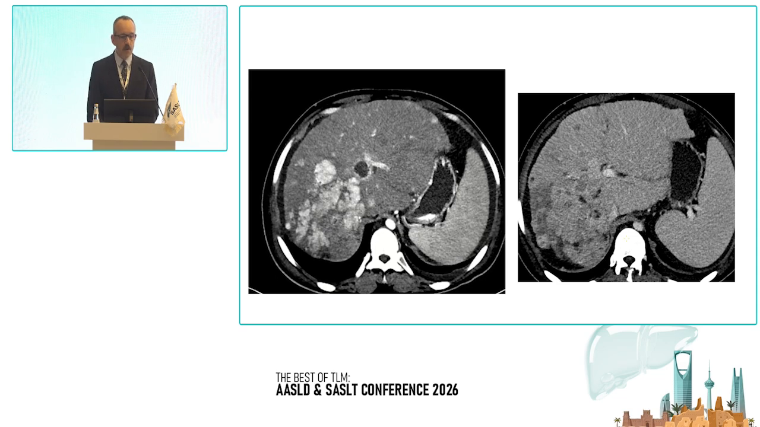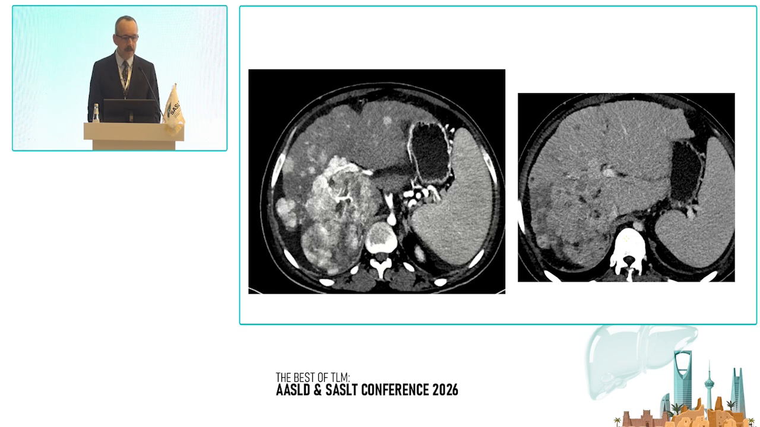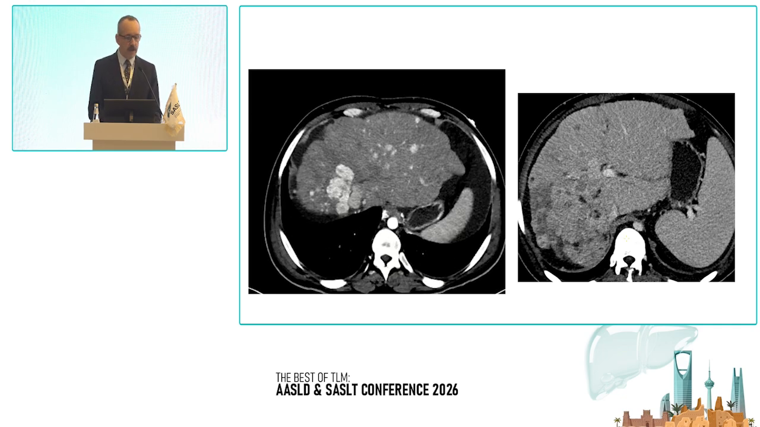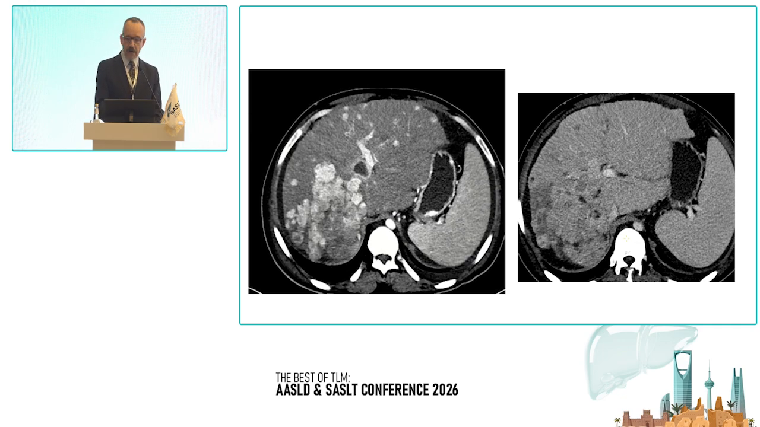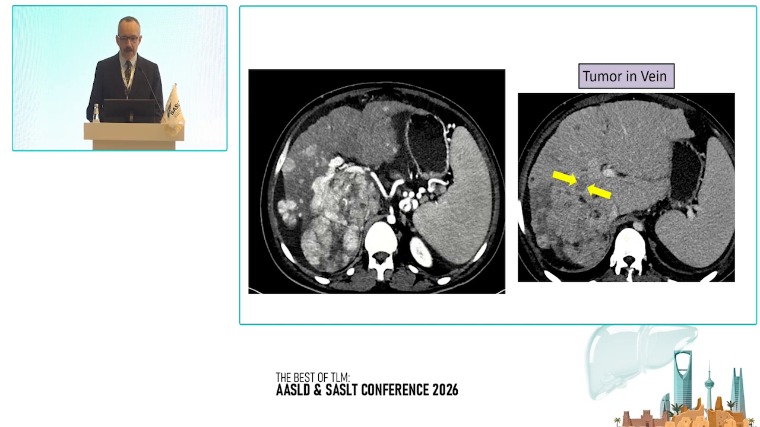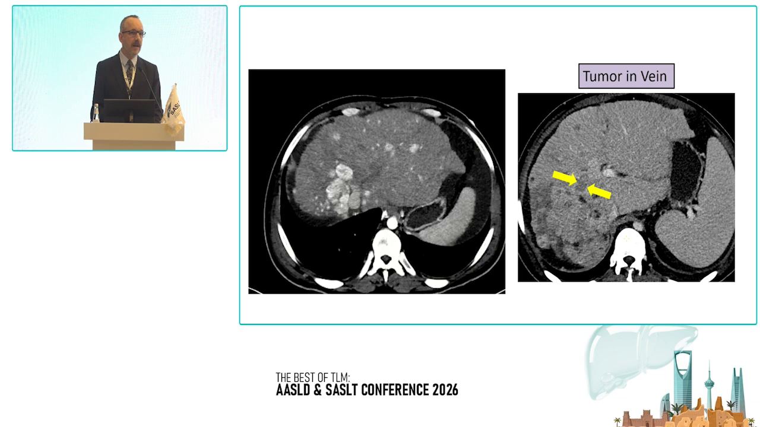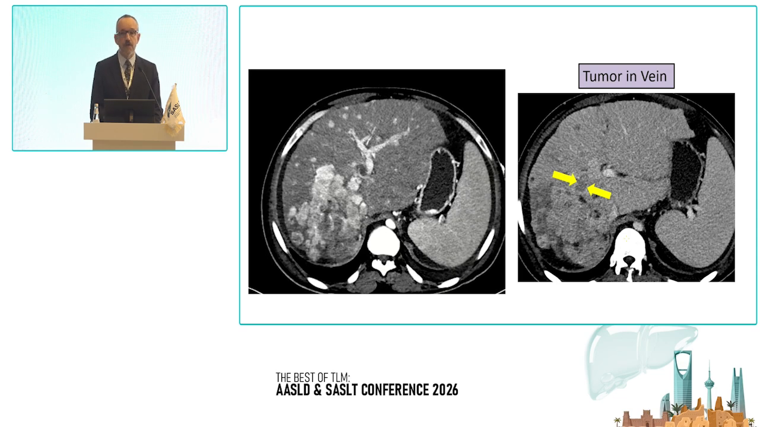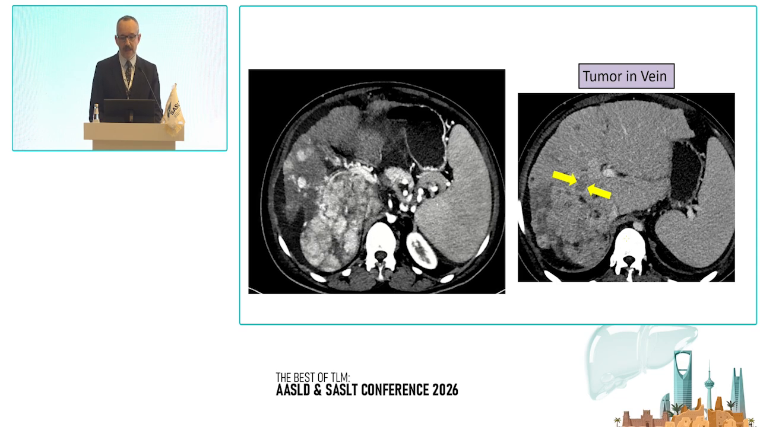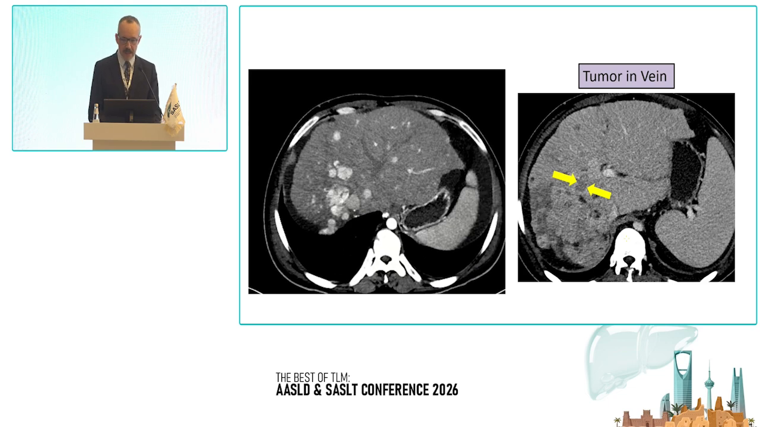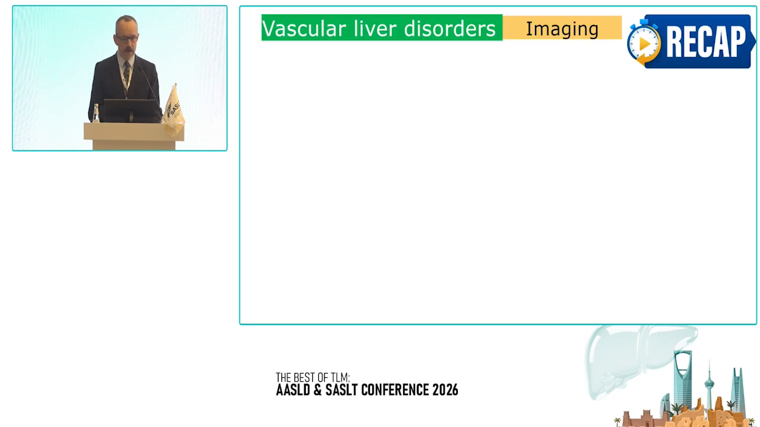This is the same patient. Look how he has innumerable lesions, and this very worrisome lesion in the right lobe. Even more, if you look carefully in the right part of the image, there is tumor in vein. Of course, this never ever happens in a benign lesion. So this is a very unfortunate case of HCC with tumor in vein. The patient passed away months after this diagnosis, unfortunately.